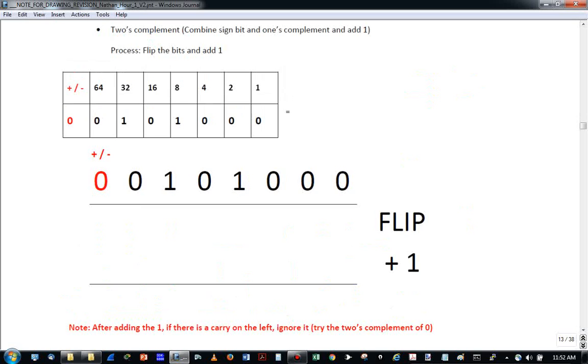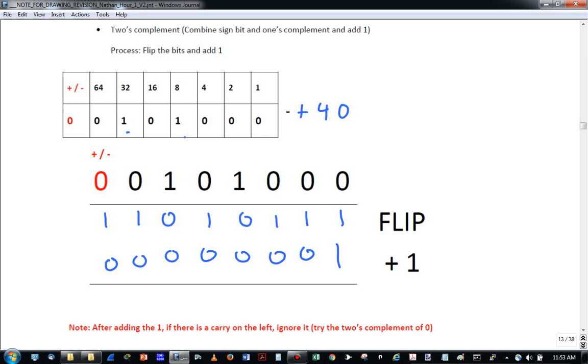So if I have a number like this, this number is 32 plus 8, which is 40. It's plus 40. So let's do that process. Flip those bits and add 1. We'll see 1 plus 1 is 0, carry the 1, 0 carry the 1, 0 carry the 1, 1, 1, 0, 1, 1. And so this is my negative value. This is actually minus 40, or the opposite value of what 40 was.